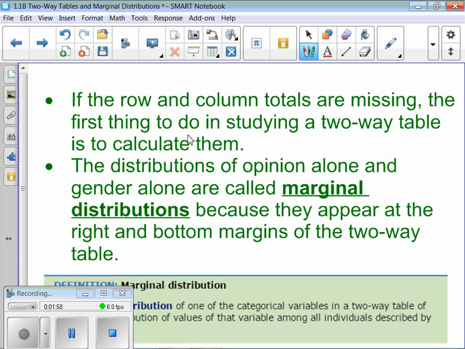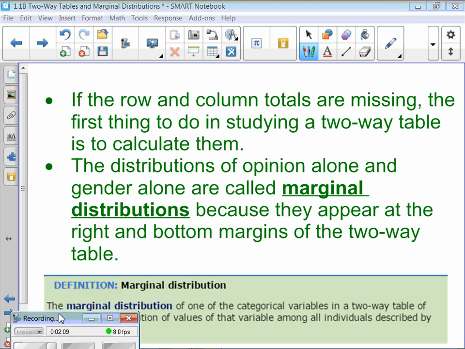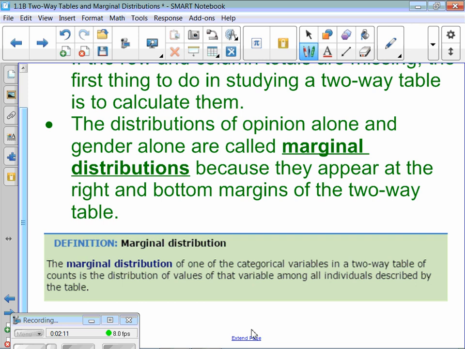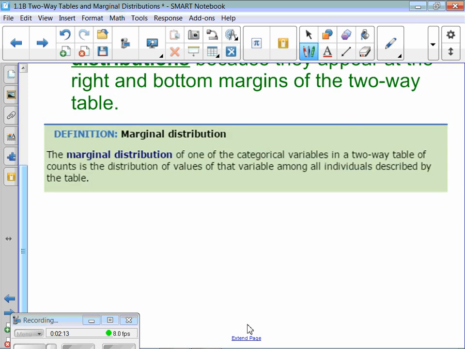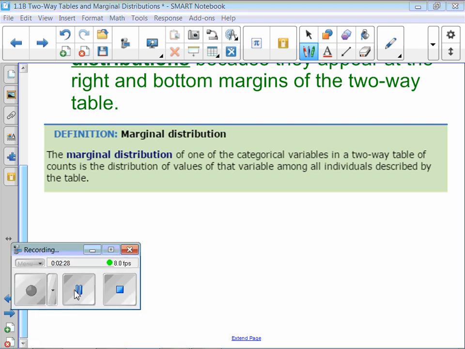All right. So the distributions of opinion alone and gender alone are called marginal distributions because they appear at the right and bottom margins of the two-way table. So a little definition of what the heck a marginal distribution is. The marginal distribution of one of the categorical variables in a two-way table of counts is the distribution of values of that variable among all individuals described by the table. It's kind of a confusing definition, but you should write it down.